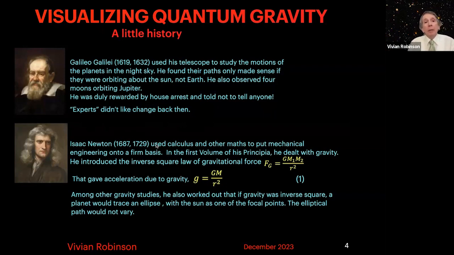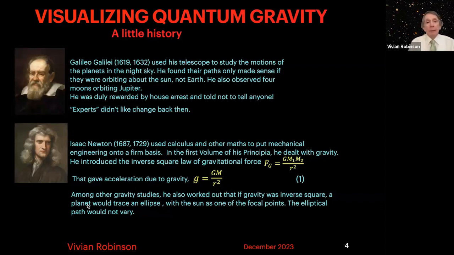Isaac Newton used calculus and other maths to put mechanical engineering onto a firm basis. In the first volume of his Principia, he dealt with gravity. He introduced the inverse square law of gravitational force: the attraction between two bodies of mass m1 and m2 is their product multiplied by a gravitational constant and divided by the distance between their centers of mass squared. That gives acceleration due to gravity as just GM over r squared.